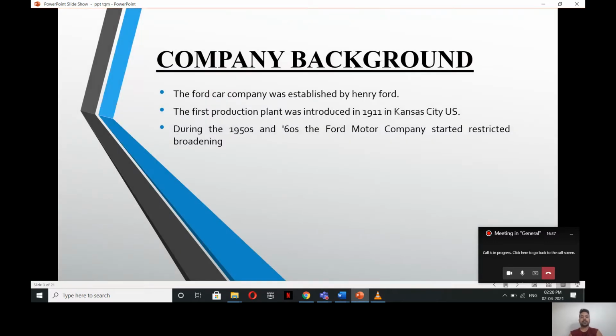And the first topic is company background. The Ford company was established by Henry Ford. The first production plant was introduced in 1911 in Kansas City, US. After the demand for Ford cars increased rapidly, they were forced to open new production in bulk. In the year of 1989, Ford obtained Jaguar and they started collaborating with Jaguar. And during the 1950s and 60s, Ford Motor Company started restructuring.